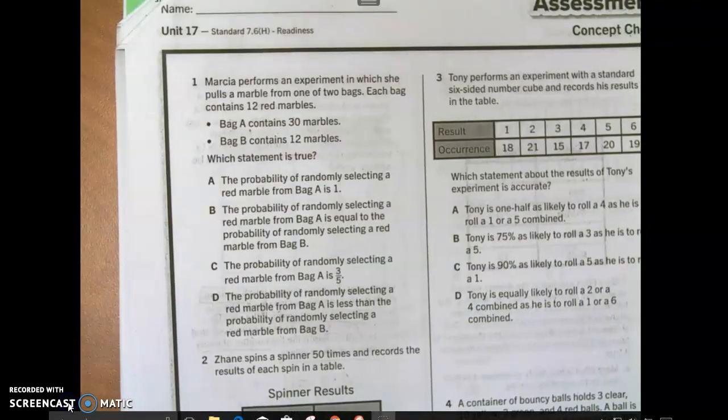Marcia, number 1 on 175, performs an experiment in which she pulls a marble from one of 2 bags. Each bag contains 12 red marbles.